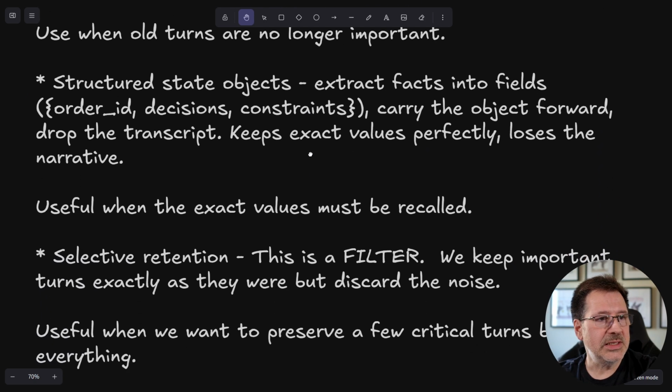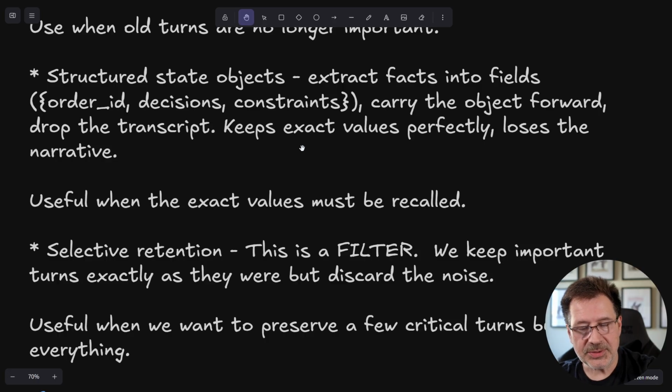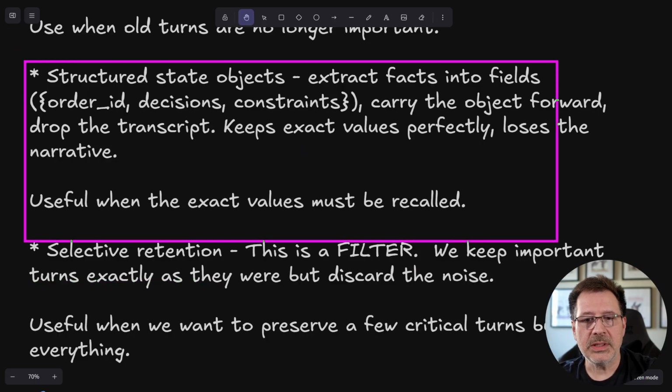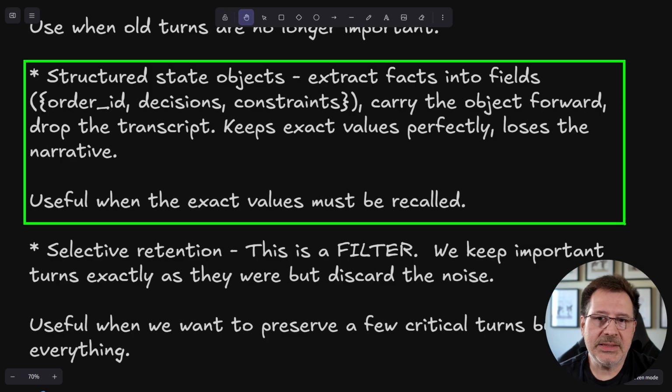Next one on the list is structured state objects. And this one is basically JSON data for facts. So imagine that we're collecting order IDs, invoice numbers, dollar amounts. We promised a customer a specific refund amount, different things that we want to keep track of that are very specific facts. We can store them in this JSON object, which here is called a structured state object. And we can carry that object forward throughout the entire chat history.